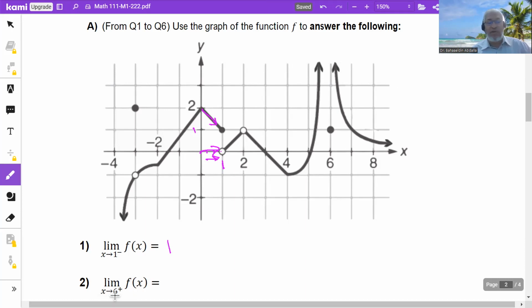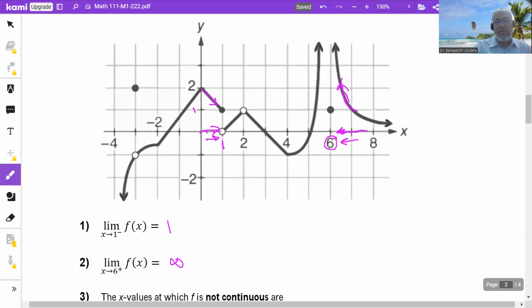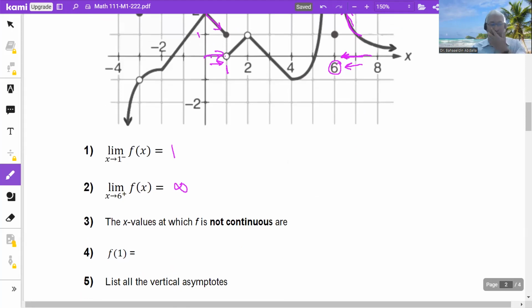What is the limit of f of x when x approaches 6 from the right? Again, this is the number 6. X goes to this number, but from the right. So you are here approaching 6 from the right on the x-axis, and you are looking at the graph. Where is the graph going? While x goes to 6 from the right, y goes up to infinity. So this is the limit when x approaches 6 from the right.